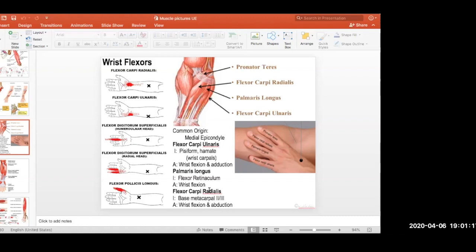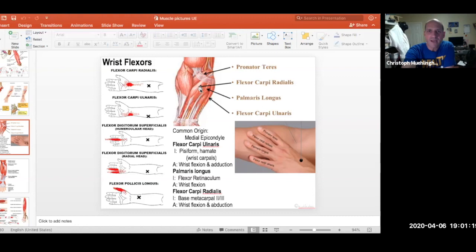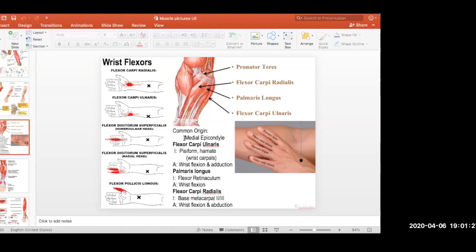Okay. And then there's one in the middle that goes all the way down to the palm. But it goes really straight down to the palm. And that will be the palmaris longus. Okay. And then the rest, don't worry about any of that.